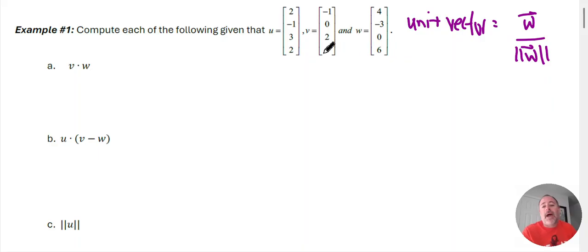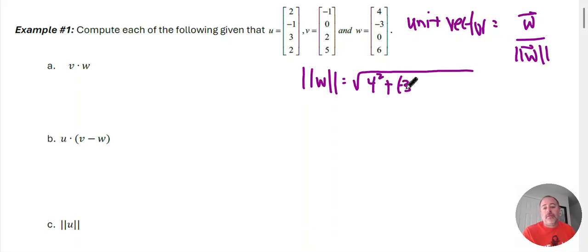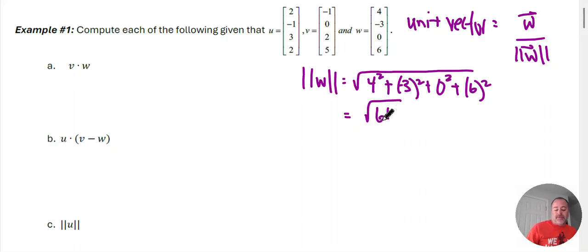So we just have to find the magnitude of W, which is, again, very similar to what we just did in part C. We're going to take the square root of the components of W, and we're going to square them. And we're going to get that this ends up being the square root of 61, right? So not something that's really nice for us, but the square root of 61.